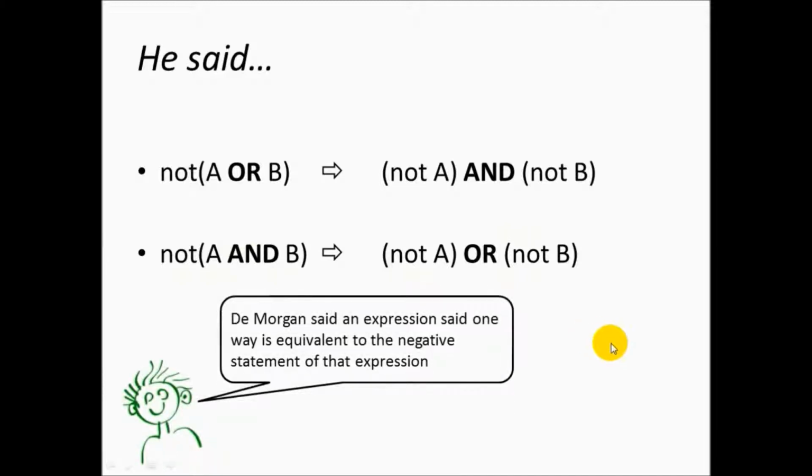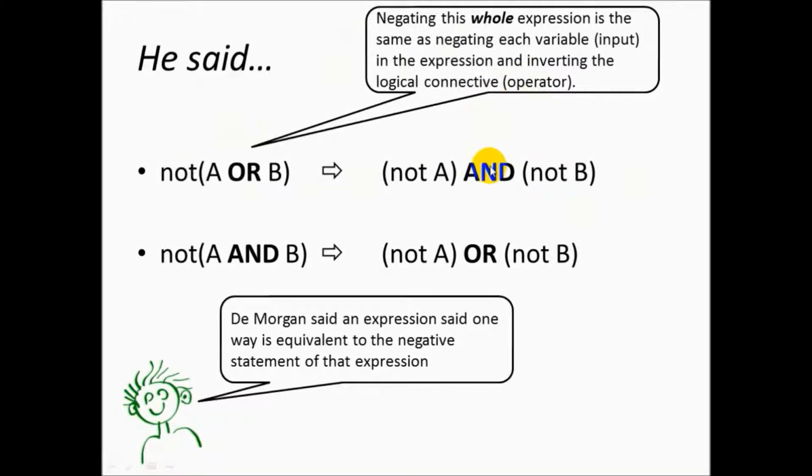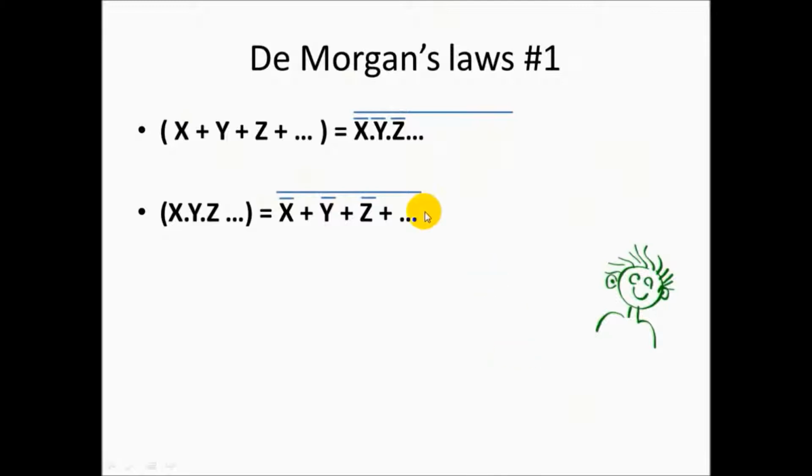De Morgan said an expression said one way is equivalent to the negative statement of that expression, with the opposite connective, inverting the connective, so the OR becomes an AND. So De Morgan's law number one: x plus y plus z plus whatever is the same as inverting those variables and changing the connective to AND. And x and y and z is the same as inverting each variable and changing the connective. And we put a line on top of it because the entire expression is inverted.